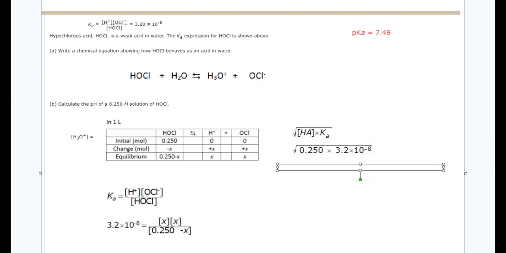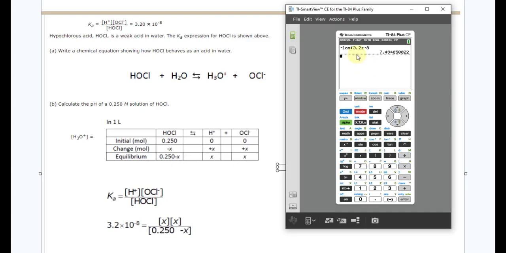And I'll put my calculator up. And this is an approximation. Here's my original calculation. There you can see I got the pKa. And now I'm going to take second function square root, take the 0.25 times my 3.2, second function E, negative 8, and there's my answer.